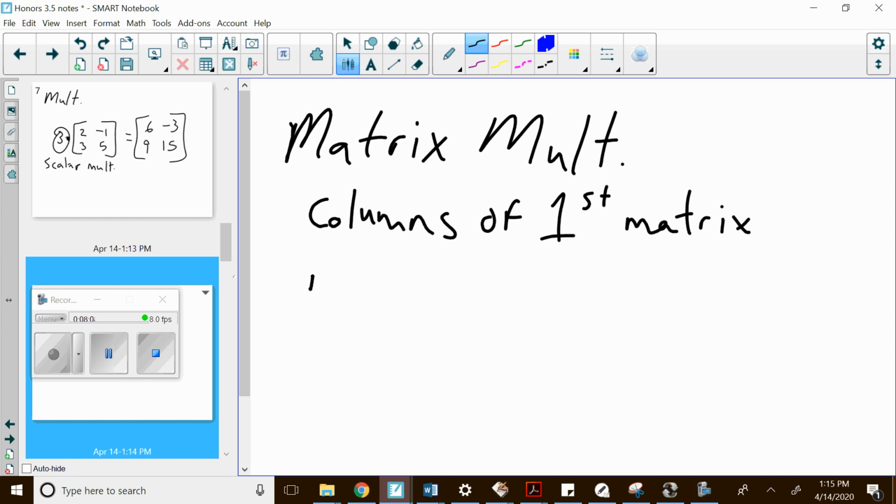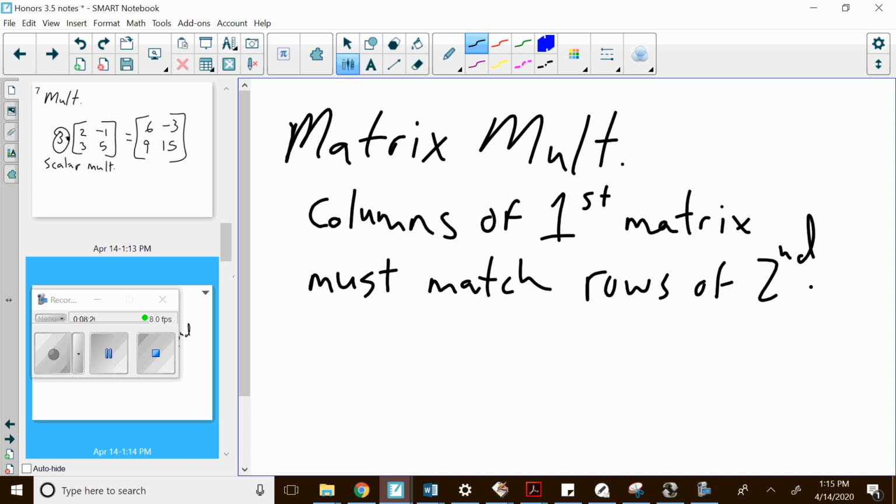must be the same as the rows of the second. Okay, I'll show you what I mean, but that's our general rule for multiplying matrices together. So let's do a 2 by 2 times another 2 by 2. Okay, yes, they're identical, but that is not the rule for matrix multiplication.